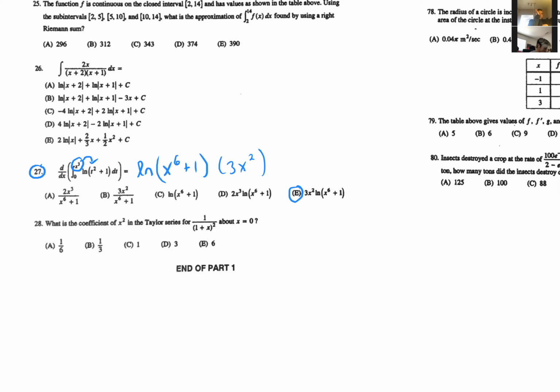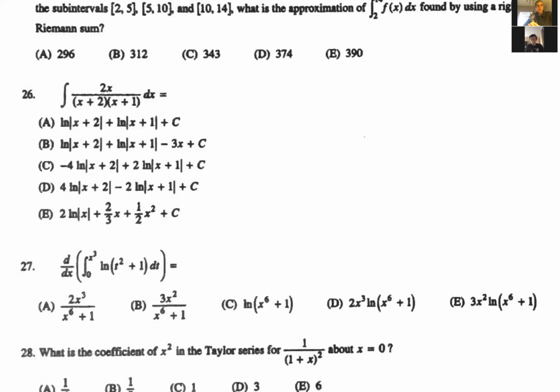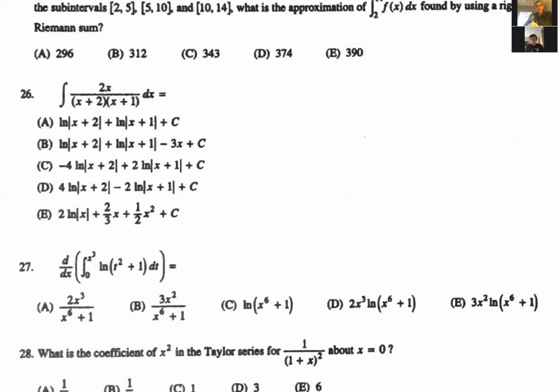Okay, so I'm going to clear this and do 26. 26 would be easier in class, where I could put my finger over things to do partial fractions. But it is what it is. So let's look at 26. All right, so on 26, I'm going to write this as 2x over x plus 2, x plus 1.